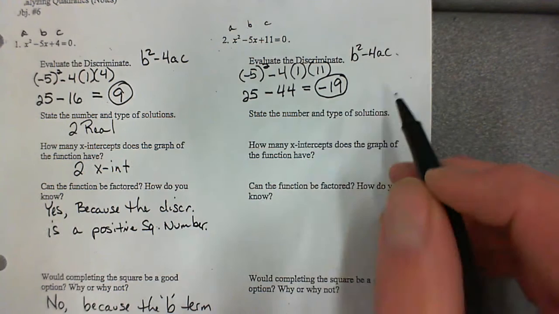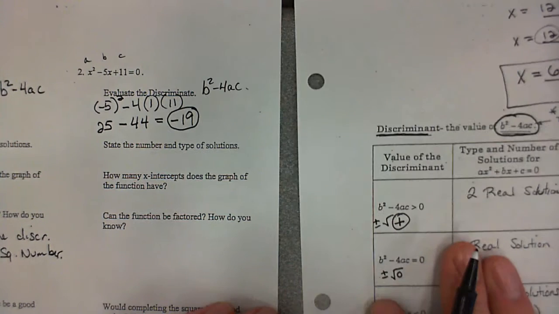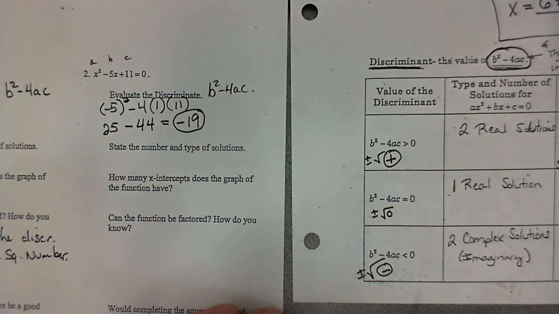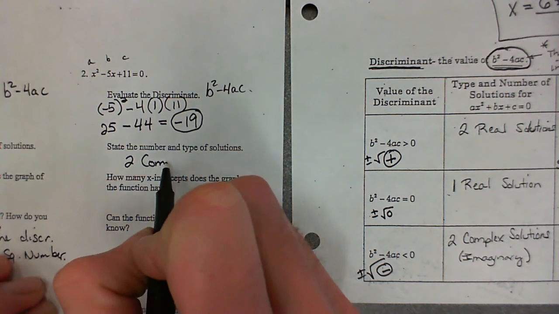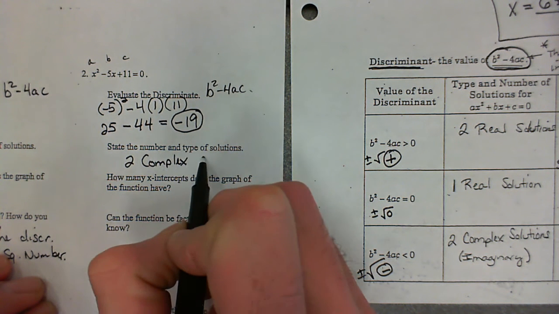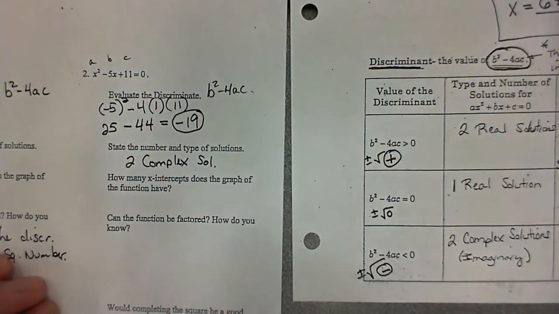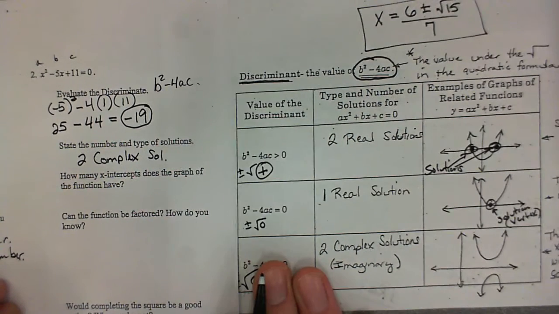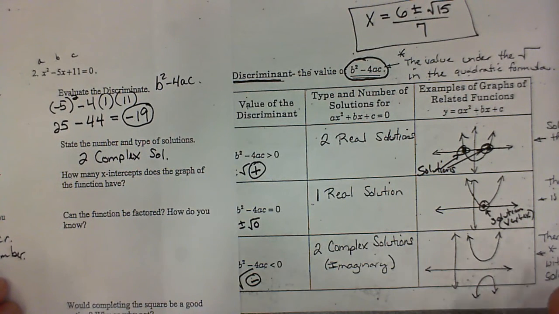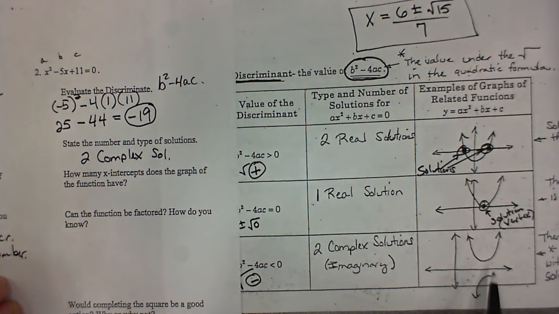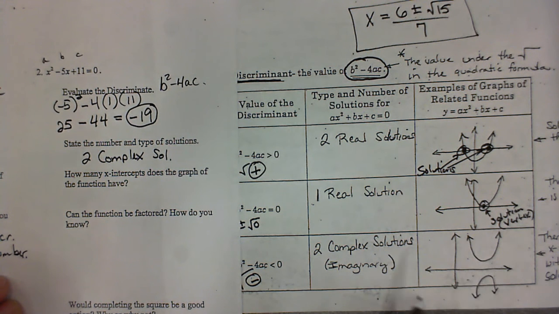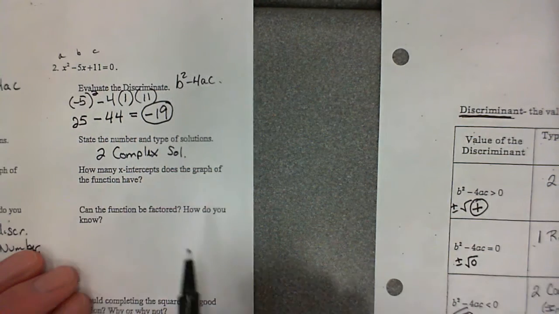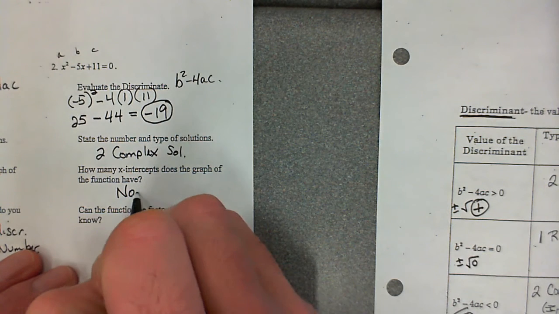Well, the number and type of solutions. Your discriminant is negative. When your discriminant was negative, you had 2 complex solutions. So we have 2 complex solutions. How many x-intercepts did you have? Well, we don't have any x-intercepts for this graph. This graph is either going to be totally above or totally below our x-axis. So we have none.